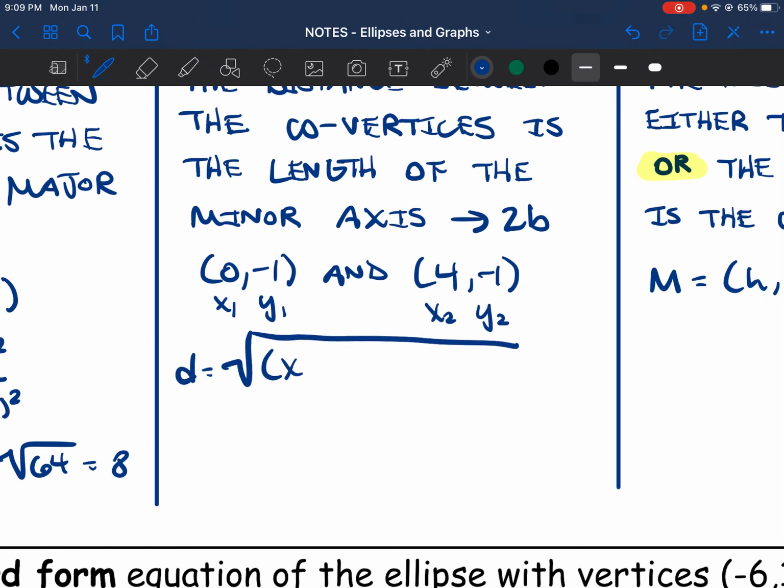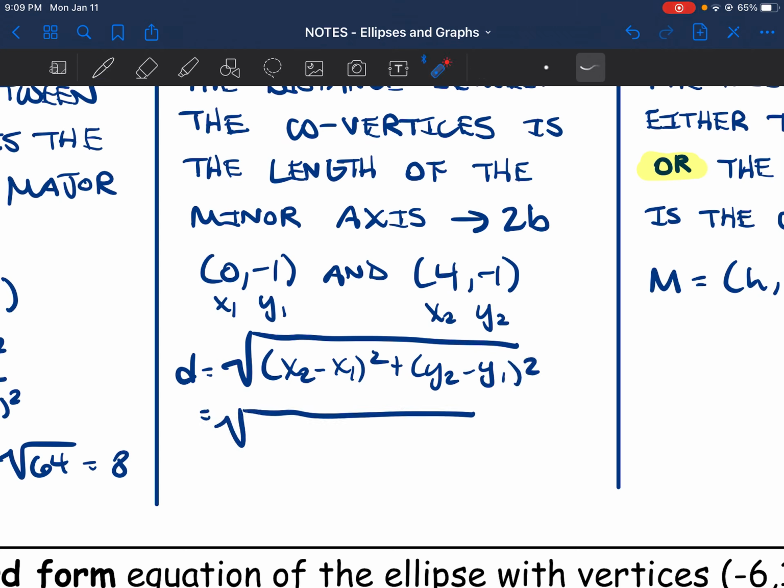So the distance formula, the square root of (x2 minus x1) squared plus (y2 minus y1) squared. x2 minus x1, that's going to be 4 minus 0. y2 minus y1, -1 minus -1. We know that part's going to completely eliminate itself because -1 minus -1, that's -1 plus 1, which is 0. So we're really just looking at 4 squared, which is 16, and the square root gives us 4. So the length of the entire minor axis is 4, and the B term is going to be half of that, so the B term is 2.